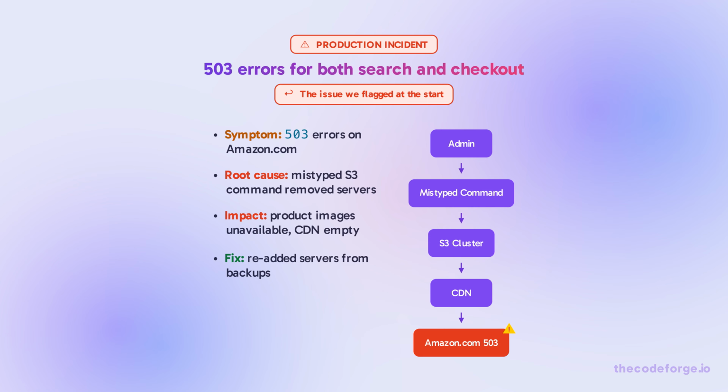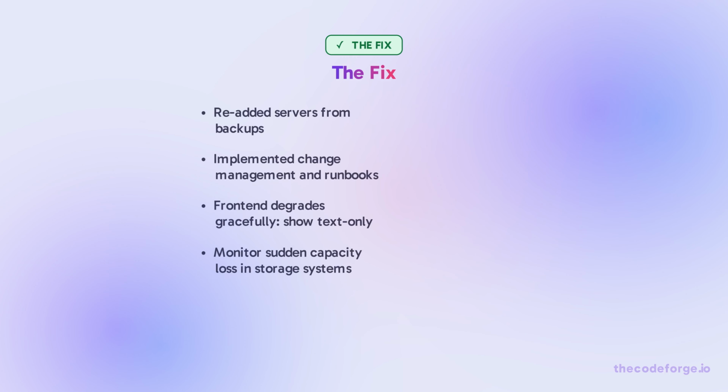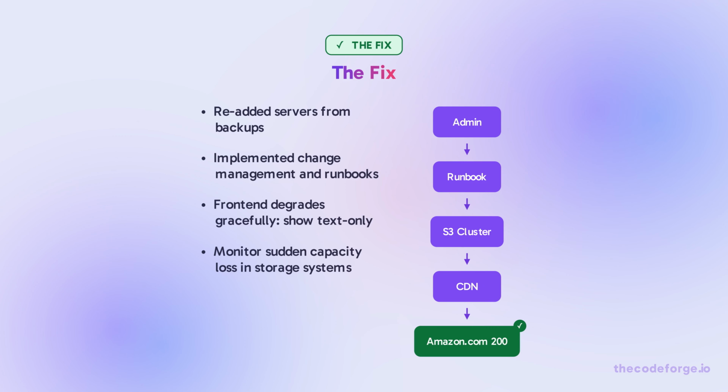An engineer mistyped a command while debugging a billing issue, removing too many servers from the Simple Storage Service cluster that served product images. The content delivery network had nothing to serve, and the front end couldn't render pages. The fix was to re-add the servers from backups, but the real lesson is defense in depth. The front end should degrade gracefully when static assets are unavailable, showing text-only product descriptions instead of failing entirely. Also, monitor sudden capacity loss in critical storage systems.